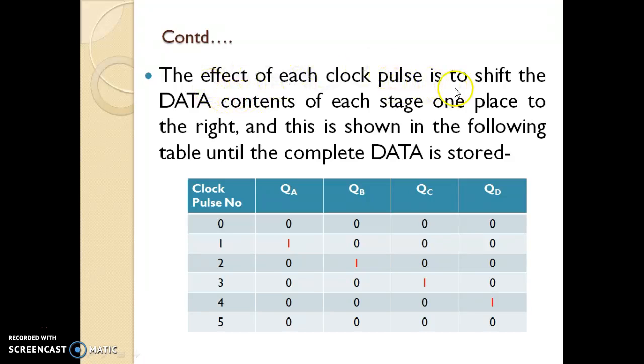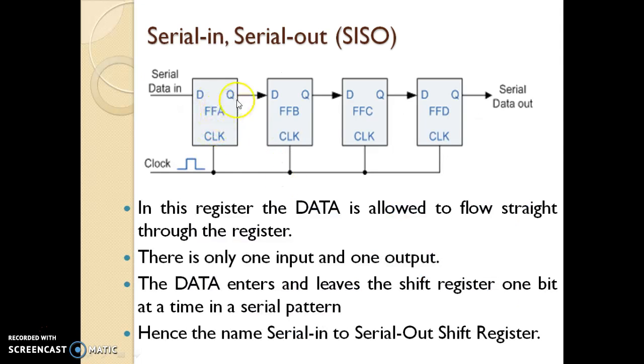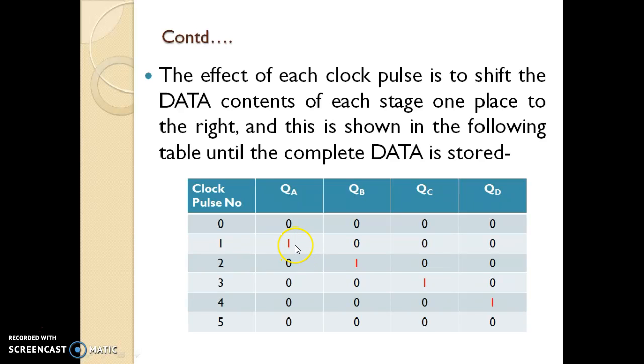Now the effect of each clock pulse is to shift the data contents of each stage one place to the right, and this can be seen in this truth table, where at the 0th clock pulse the condition of all the flip-flops is 0 0 0 0, suppose. Now when the first clock pulse comes, let us consider that the data 1 is present in flip-flop 1, so the output available is 1. That means the output of flip-flop A is QA, and that is available here as 1.